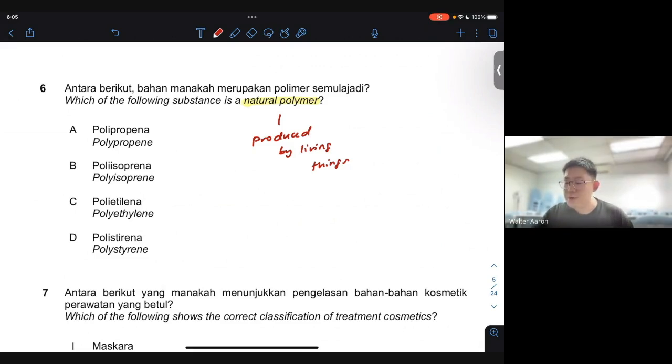So polypropylene is produced from propene. Propene is actually produced from petroleum. So this is not it. Polyisoprene, yes, this is actually rubber. We know rubber is a natural polymer made by rubber trees. So that's the answer. Polyethylene and polystyrene are both petroleum based, so they're not natural polymers. They are man-made polymers. So A, C, and D are man-made polymers, mostly plastics, while B, polyisoprene, is natural rubber. So the answer is B.